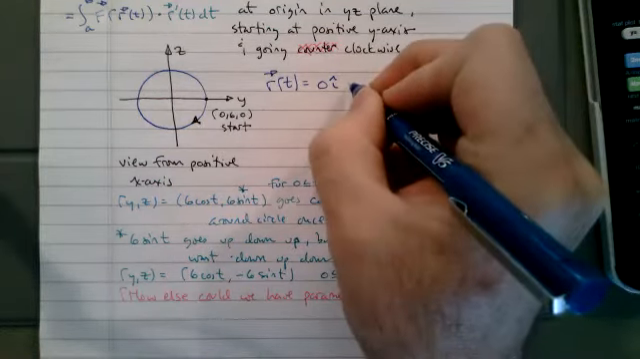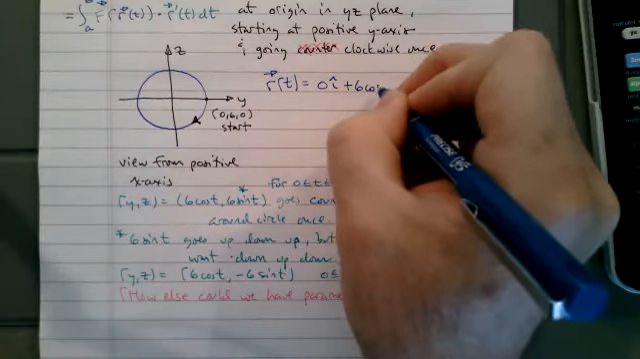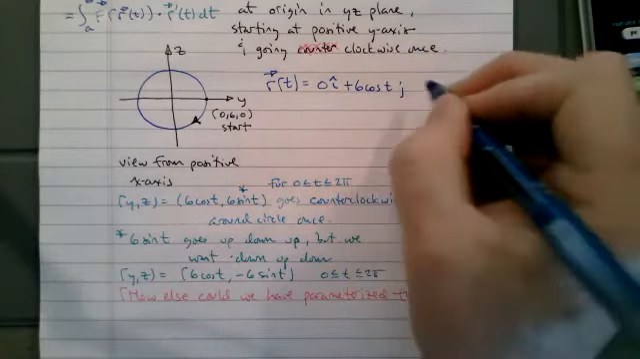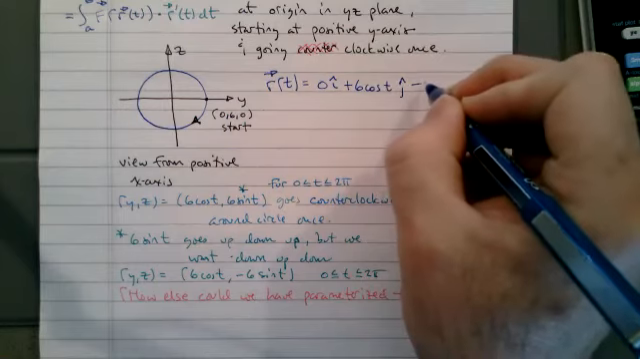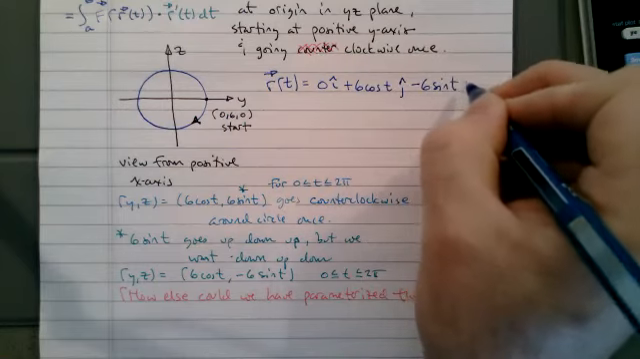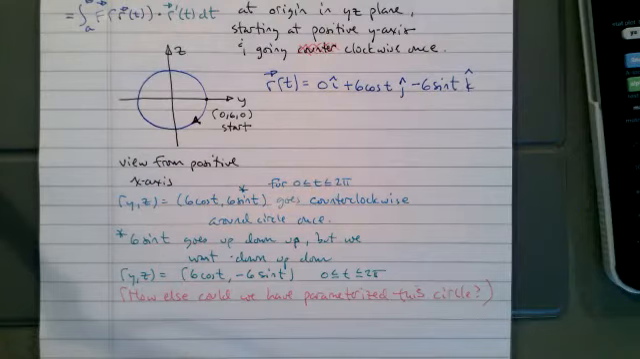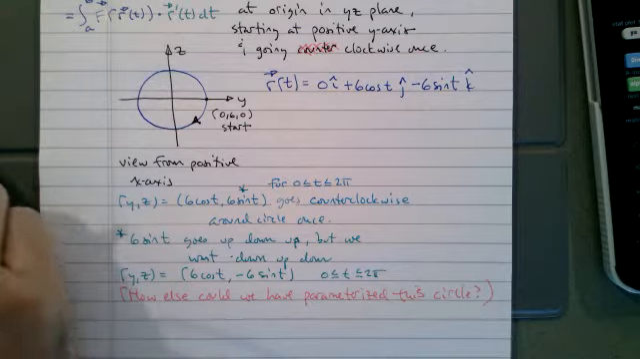So let's see, 0i plus 6 cosine t times j minus 6 sine t times k. Any questions?